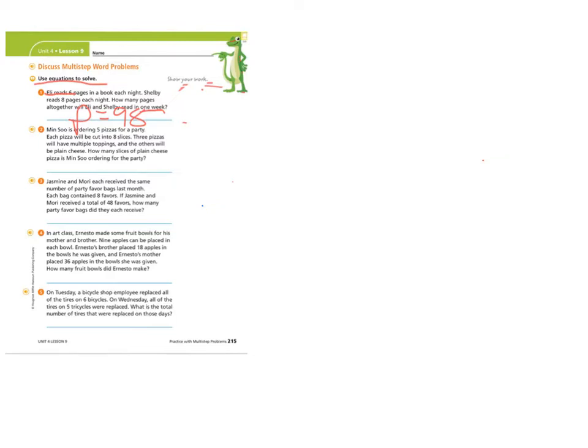Okay, so first, we need to figure out what the hidden question is. What information do we need to find out before we can answer this question? So Min Sue is ordering 5 pizzas for a party. So she's ordering a total of 5. 1, 2, 3, 4, 5 pizzas. Each pizza will be cut into 8 slices. I don't even know if that's 8. Let's count. 1, 2, 3, 4, 5, 6, 7, 8. There we go.